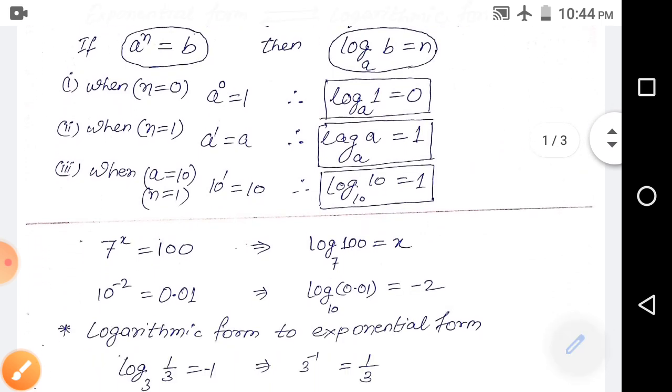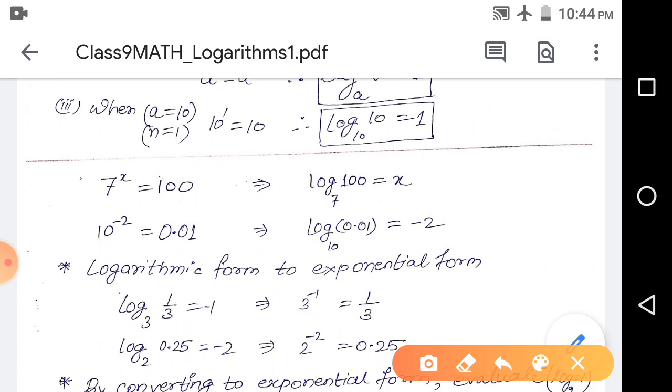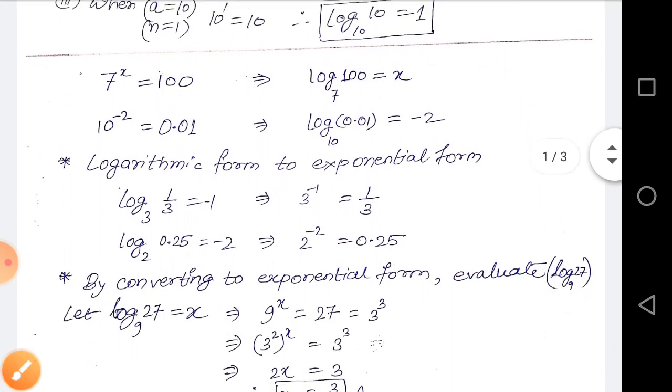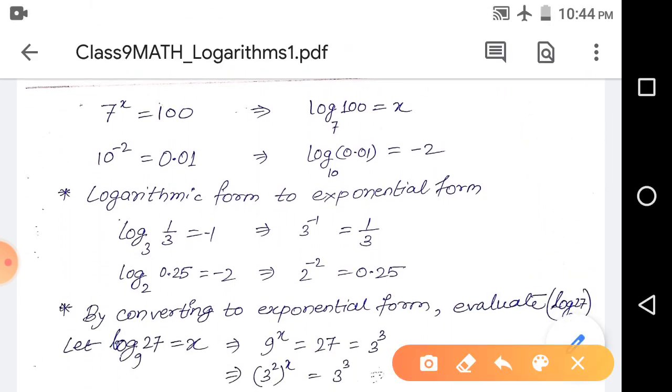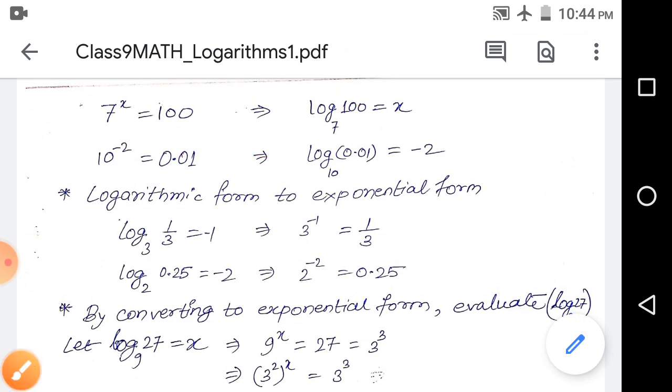Now see, we have some examples. We have the exponential form here as 7 to the power x, as you can see, 7 to the power x equals 100. Then for this we can write this in logarithmic form as log base 7 of 100, see, this base 7 is here and this 100 is here, is equal to this power value x.